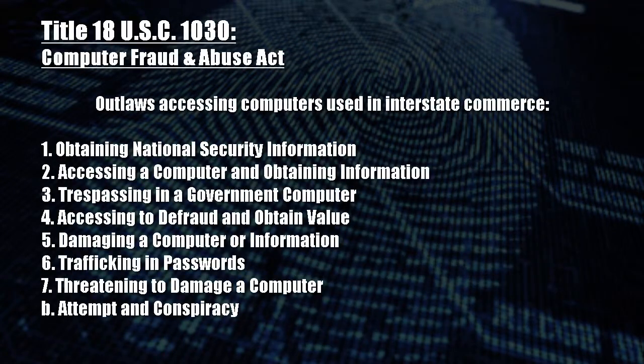So now let's talk about Title 18 U.S. Code 1030, or the Computer Fraud and Abuse Act. It basically outlaws accessing computers used in interstate commerce. So if you access any government system, a financial system, anyone that does healthcare or has health information, or does interstate commerce, you've then violated federal law. This also covers trafficking in passwords, or even threatening to damage a computer.